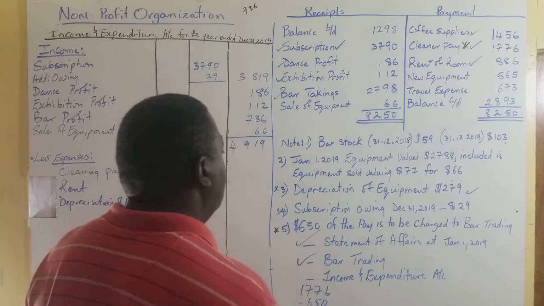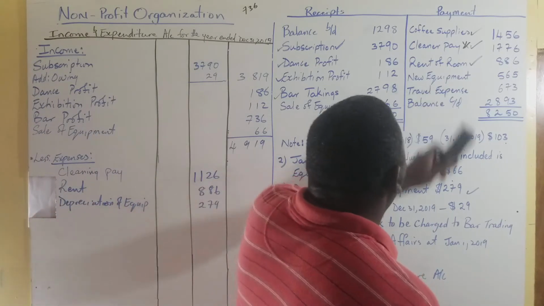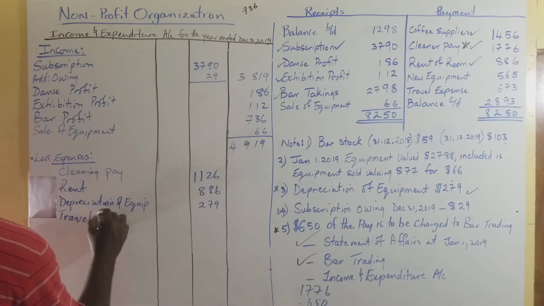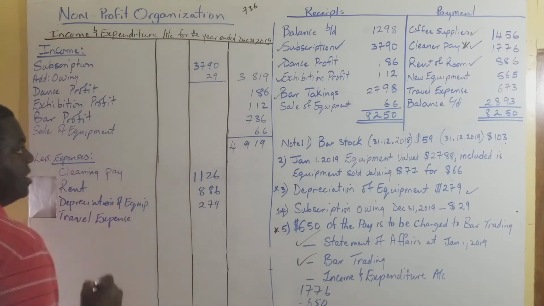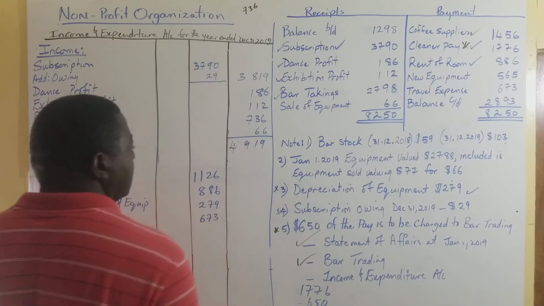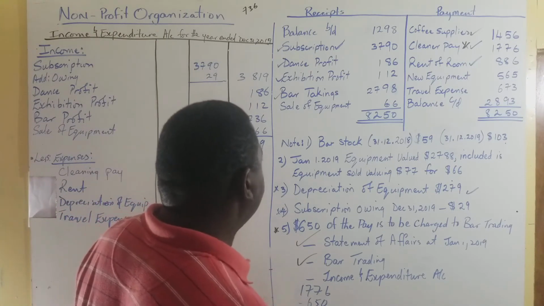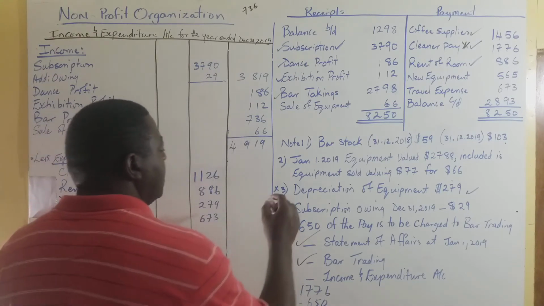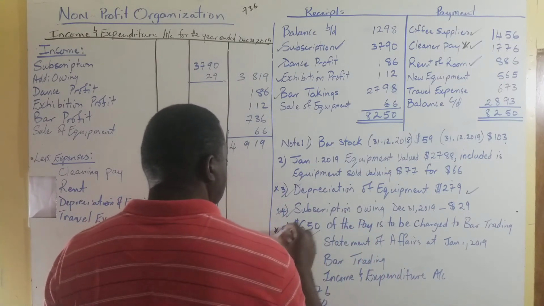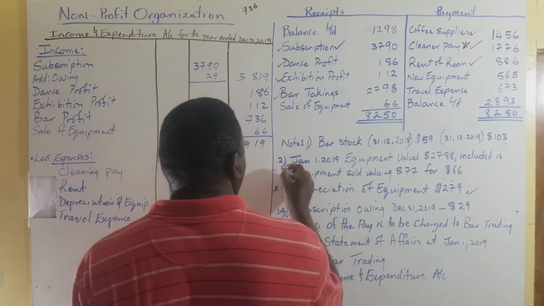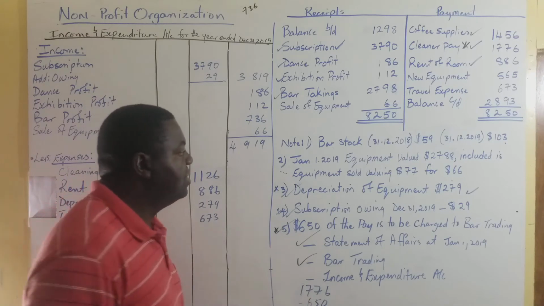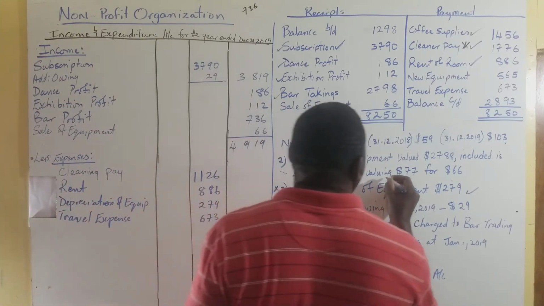We're going to what now? Travel expense, and the travel expense is $673. Now we would have treated this item and this item, subscription. So we have one here that we have not dealt with in relation to the question of the income and expenditure, and this comes right here.